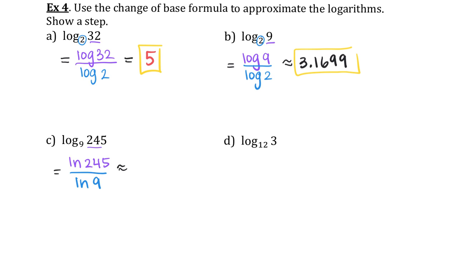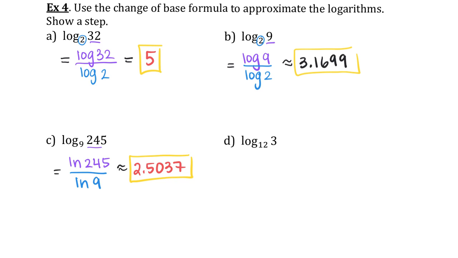Okay, hold on while I put it in my calculator. ln of 245 divided by the ln of 9. Okay, I got 2.5037. It didn't say how many decimals, so just include a few and we'll be okay. That's saying 9 to the 2.5037 is about 245. Okay, last one. Log base 12 of 3.